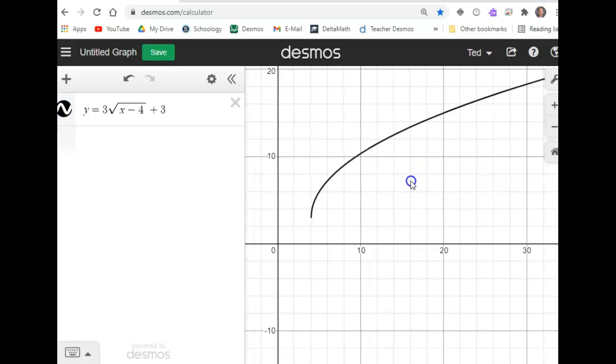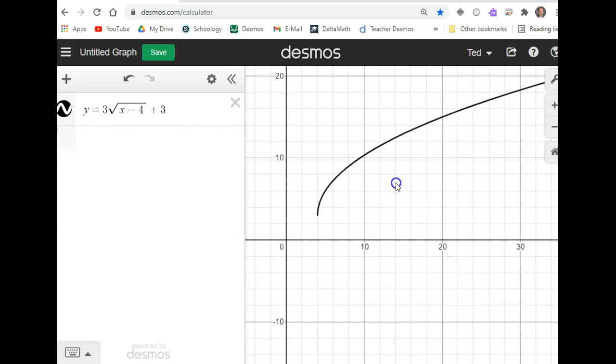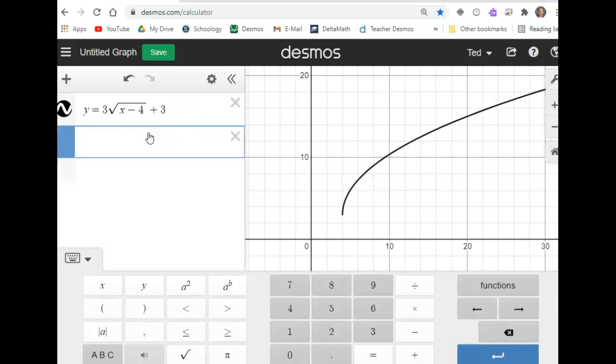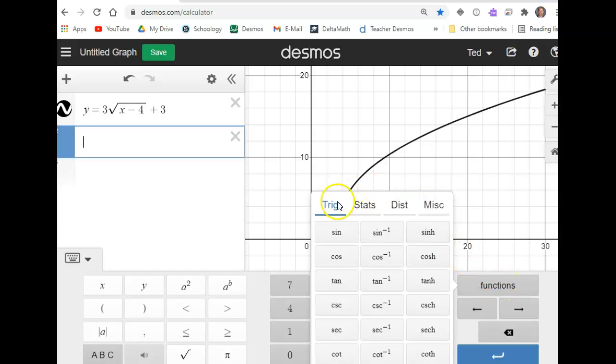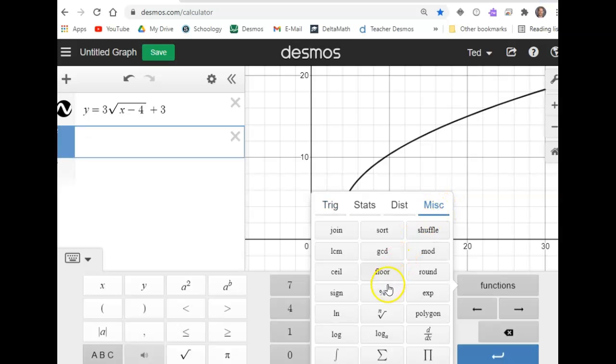And then you can move this around. You can zoom out if you need to see more. You can zoom in. But what if I want to get a cube root? Because this is a square root. How do I get the cube root? So, see the function button right here? You're going to go to function, and you're going to have a bunch of options. Miscellaneous is one of them. And right in the middle, it says nth root.